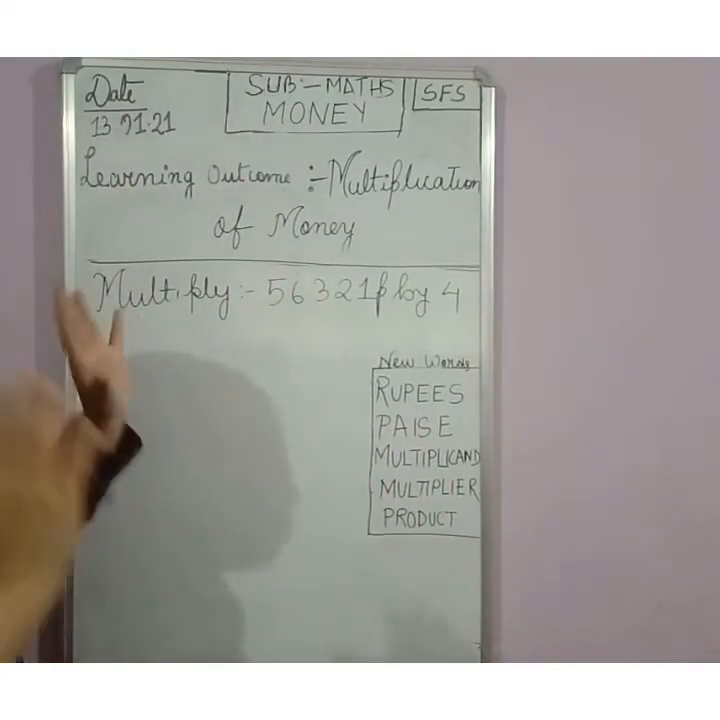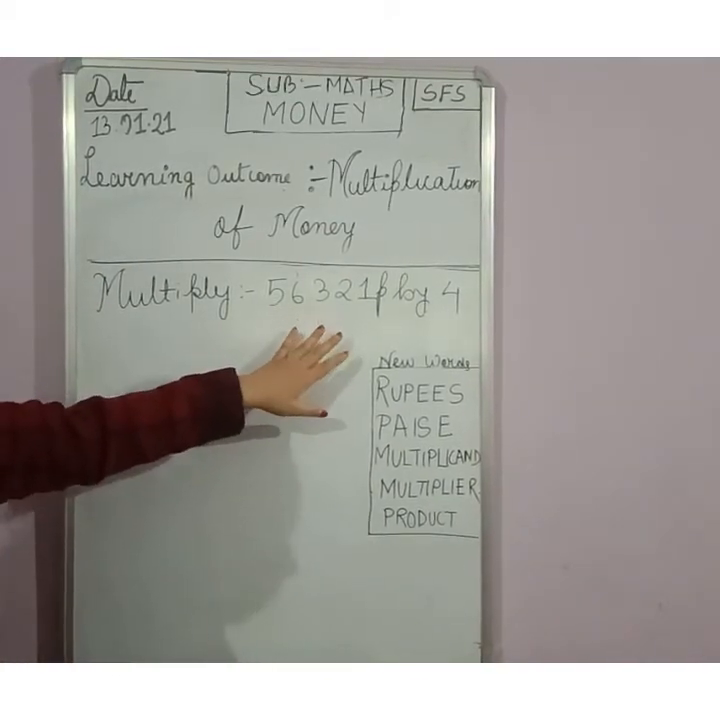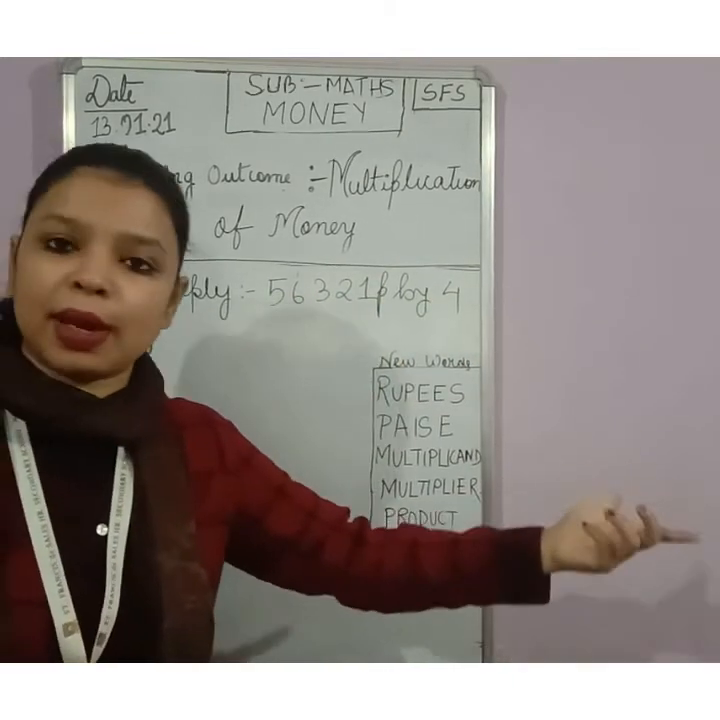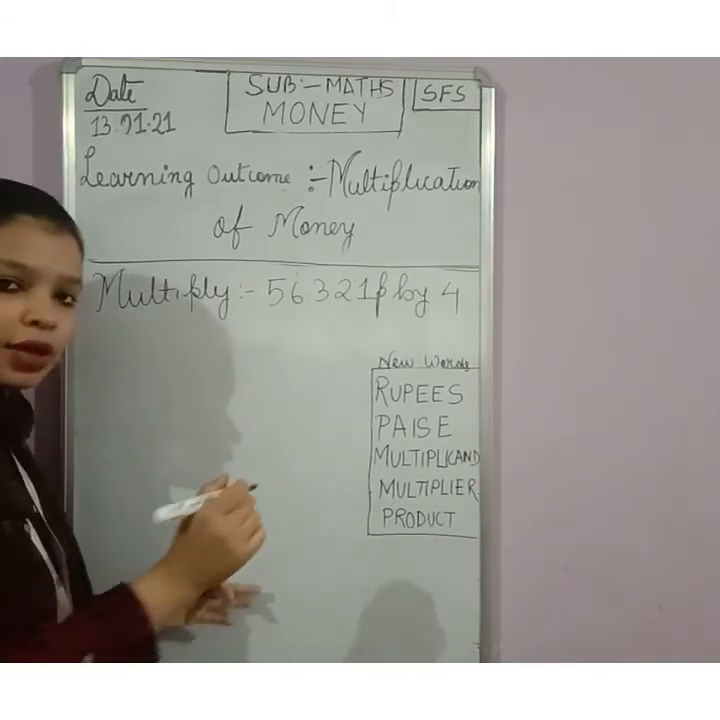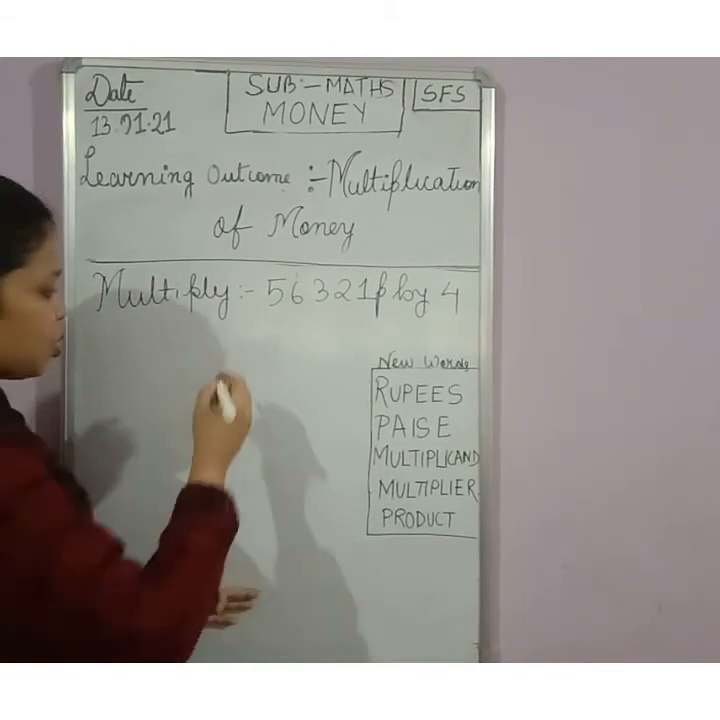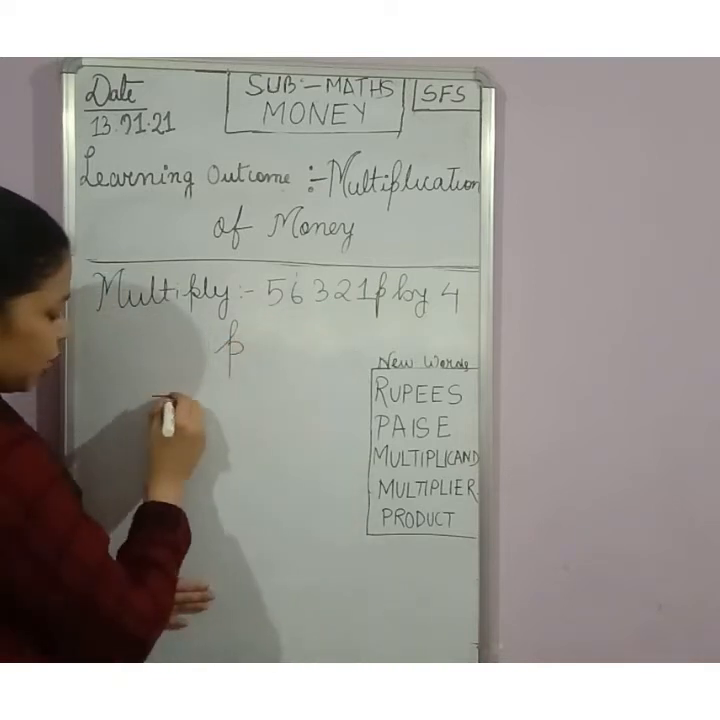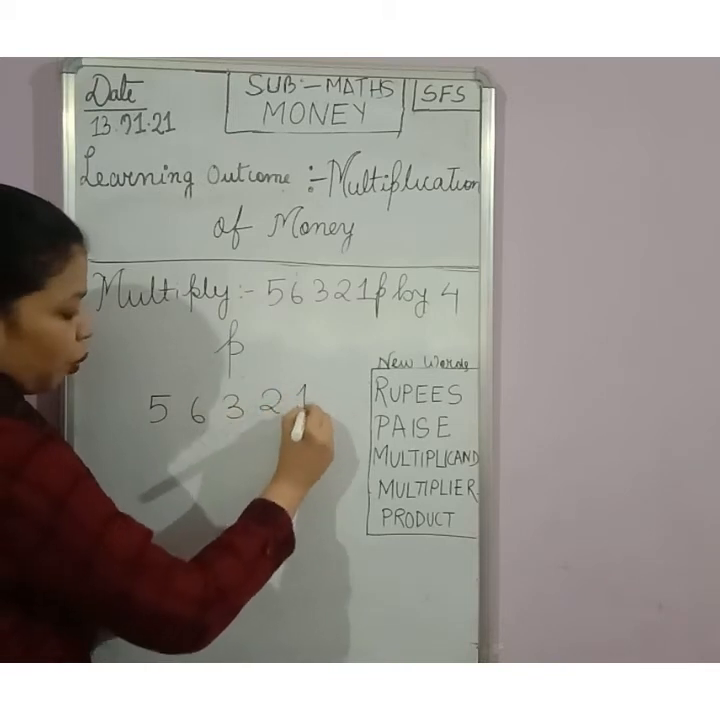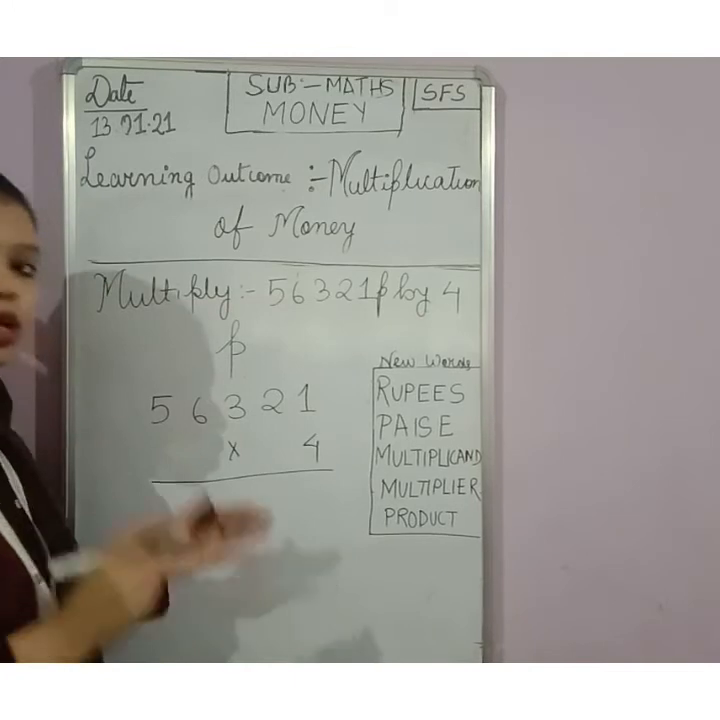Okay, you have to multiply. Now I have not taken rupees here, I have taken only paise. Okay, 5, 6, 3, 2, 1 paise, you have to multiply by 4. So what you will do, there is no rupees here, no need to convert also if it is not asking in the question. You just make the paise column like that, and you put the numbers accordingly. 5, 6, 3, 2, 1, and you multiply by 4. And then you have to find a product.